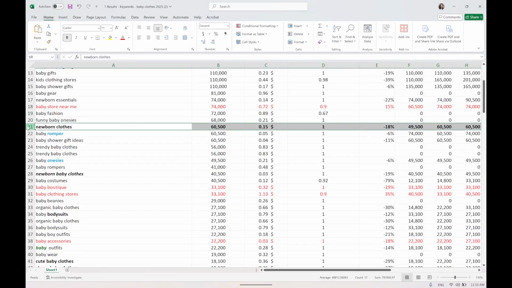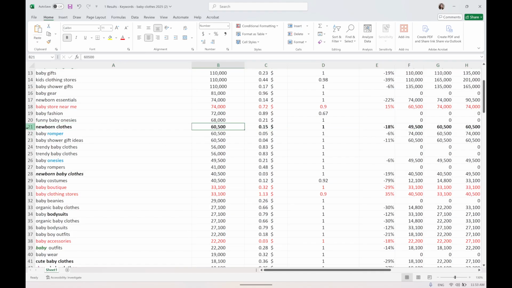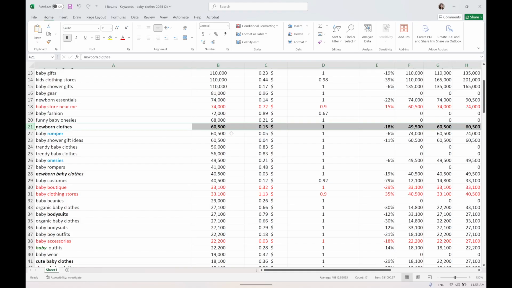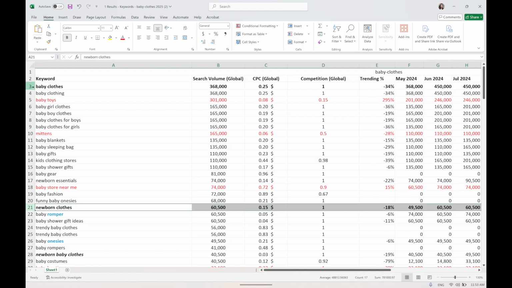So if you are wondering whether you should use the word baby or newborn, or whether baby clothing, newborn clothing or infant clothing is better, you can see here that newborn clothing or clothes has way less search volume than baby clothes. However, due to its very low CPC, why not? I could also bid on it because it has a very low CPC. But, you know, I won't bid on it.